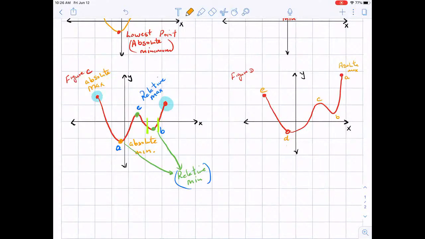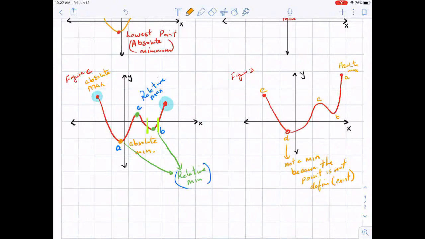Okay, so this is not a minimum because the point is not defined or does not exist. Okay, there's a hole in the graph there.